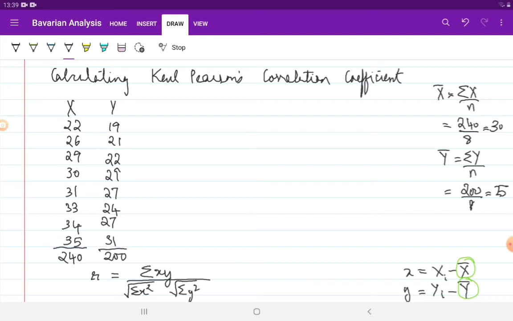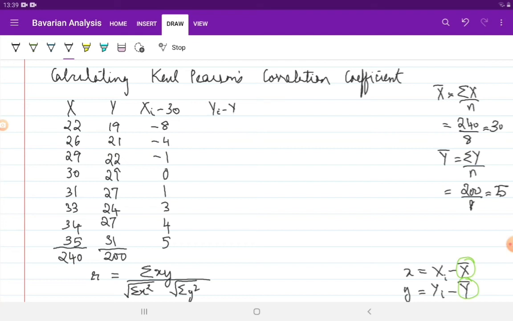To find small x, that is xi minus x bar: 22 minus 30 is minus 8, 26 minus 30 is minus 4, 29 minus 30 is minus 1, 30 minus 30 is 0, then 1, 3, 4, 5. So those are your deviations from the mean of x.